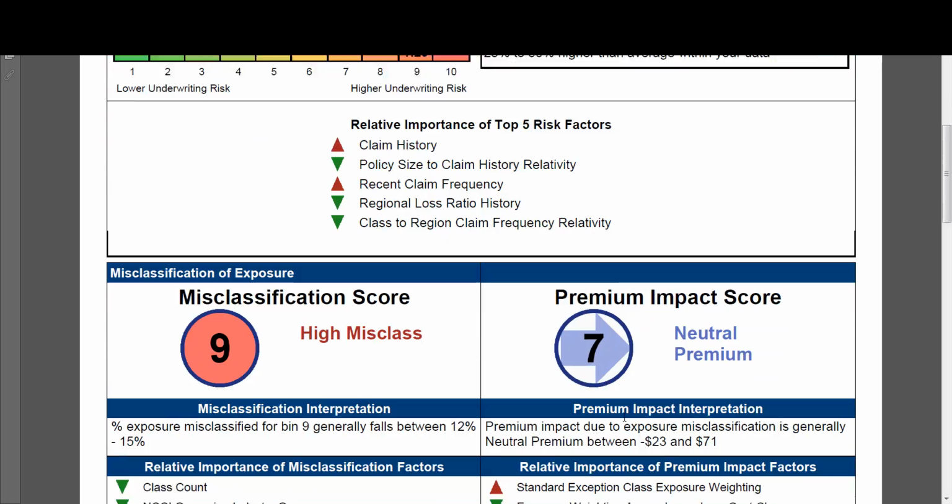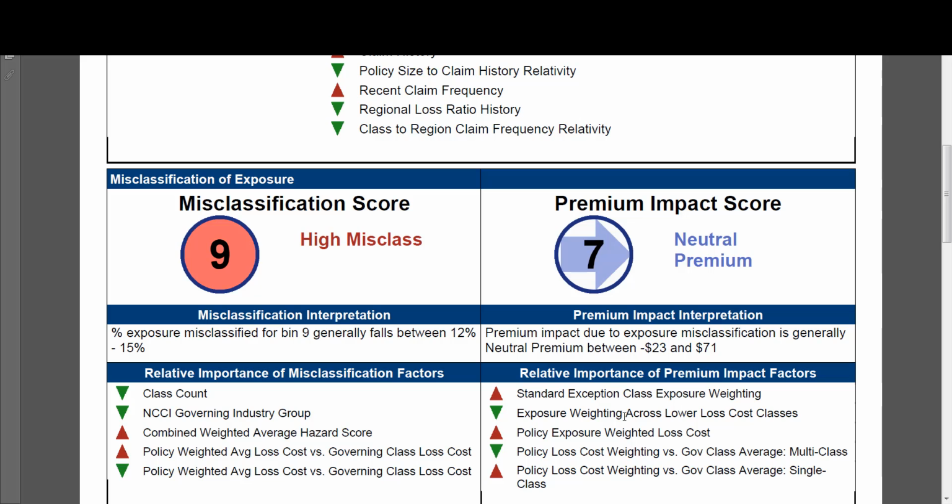Below, we show 2 additional scores: the misclassification and premium impact scores, which give the underwriter some information about how accurate the projected payroll classes are, as well as the potential impact to premium, that is additional premium or return premium, when this misclassification is corrected at audit.